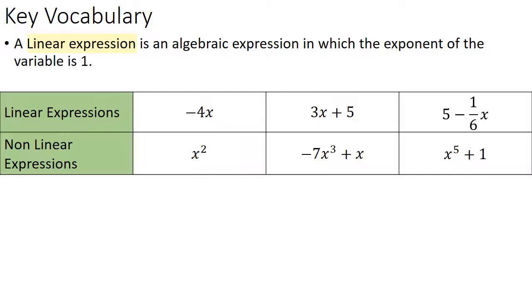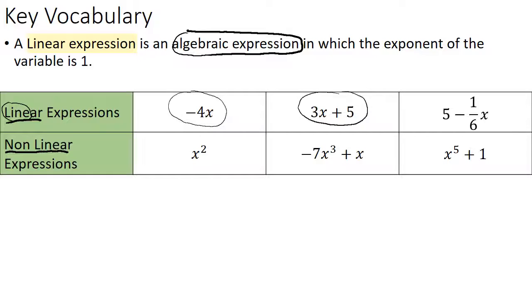So our key vocabulary here, a linear expression is an algebraic expression in which the exponent of the variable is 1. So when we have algebraic expressions, we can break them into two categories. They can either be linear expressions or they can be nonlinear expressions. By linear expressions, that comes from the word line, and these things can be classified as expressions of lines. Okay, so if we were to try and set these equal to y and graph them, we would end up with a straight line as our graph.